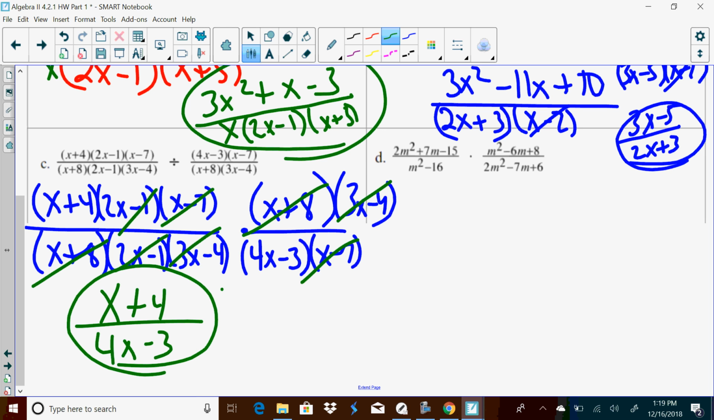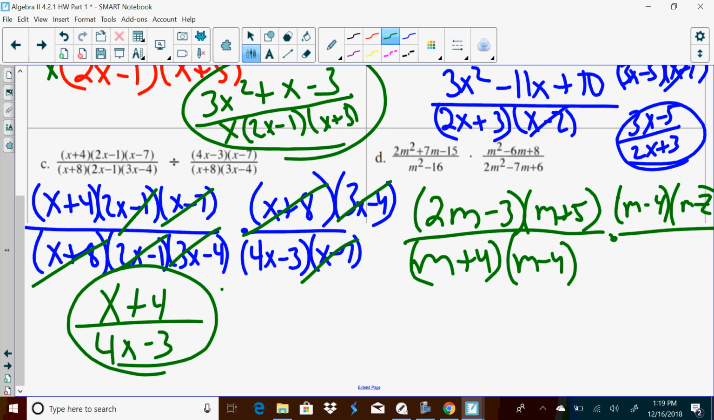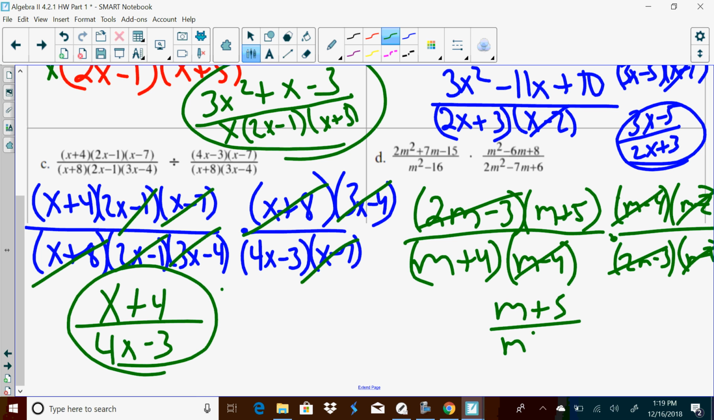And then multiplication. So I factor my top. So I get 2m minus 3 times m plus 5 over m plus 4 times m minus 4, times m minus 4, m minus 2, 2m minus 3, m minus 2. So I can cancel those out, I can cancel those out, I can cancel these out. So I end up with m plus 5 over m plus 4.